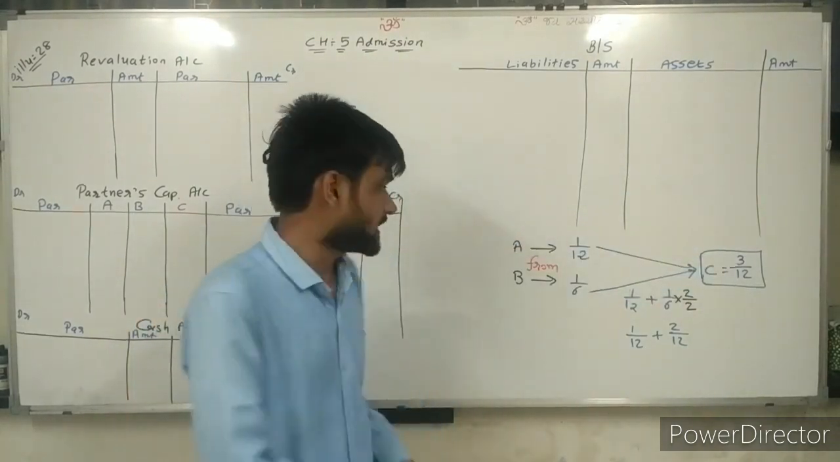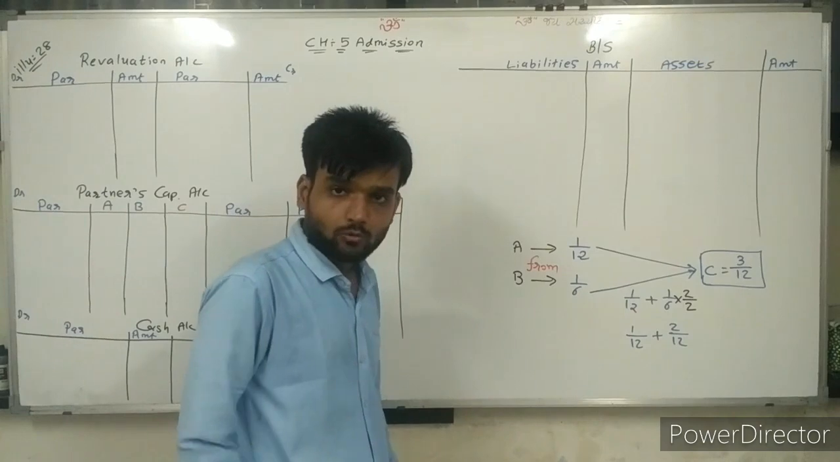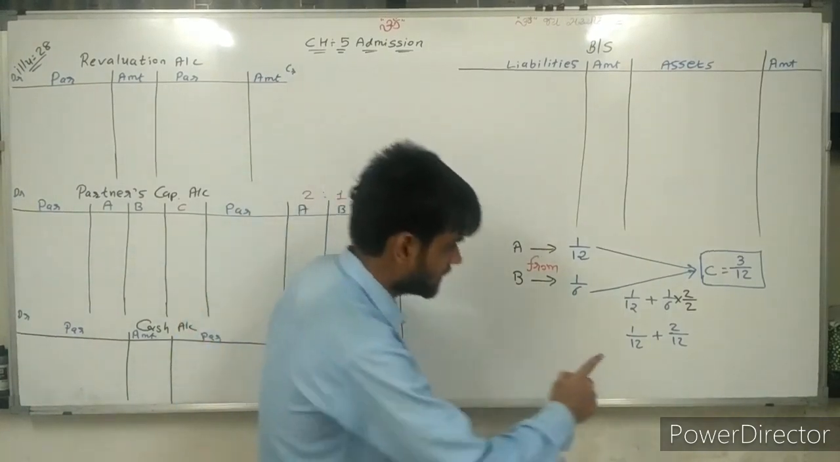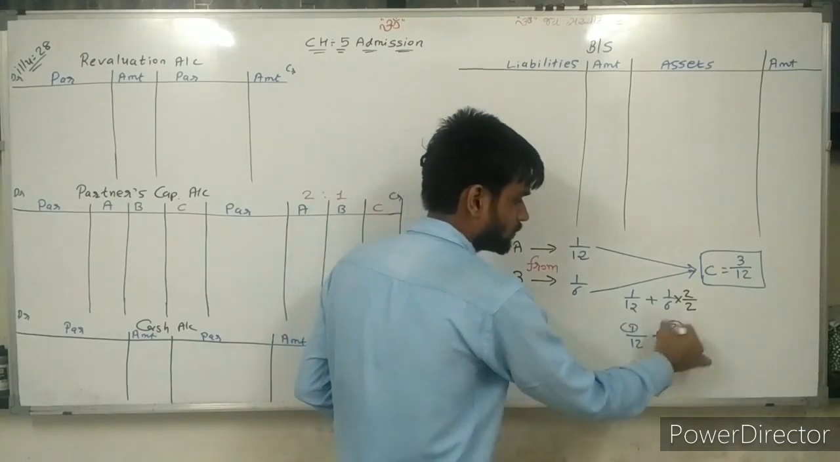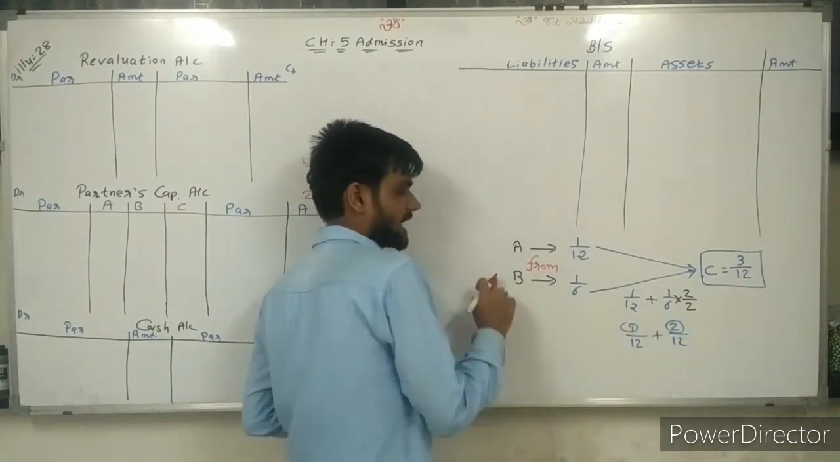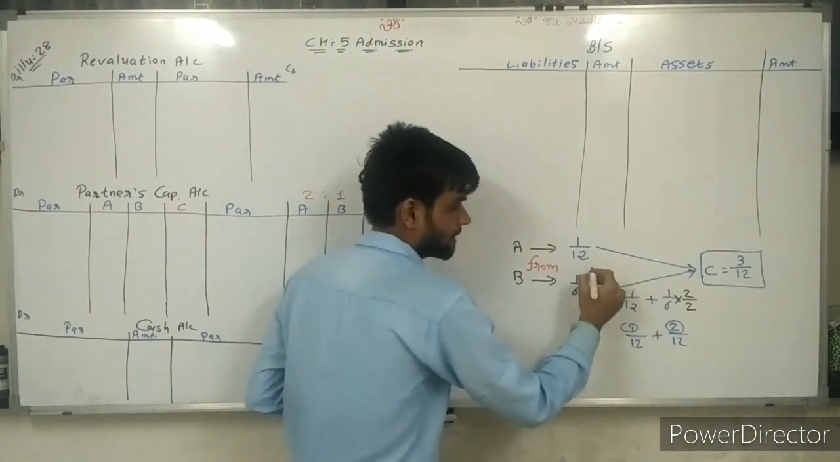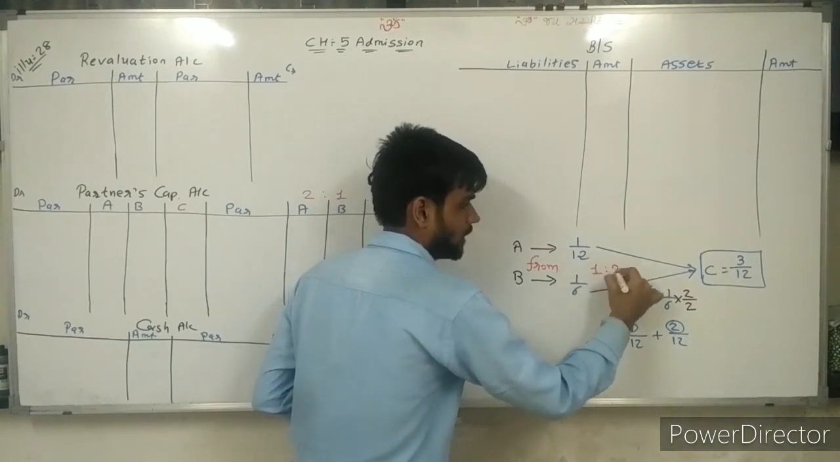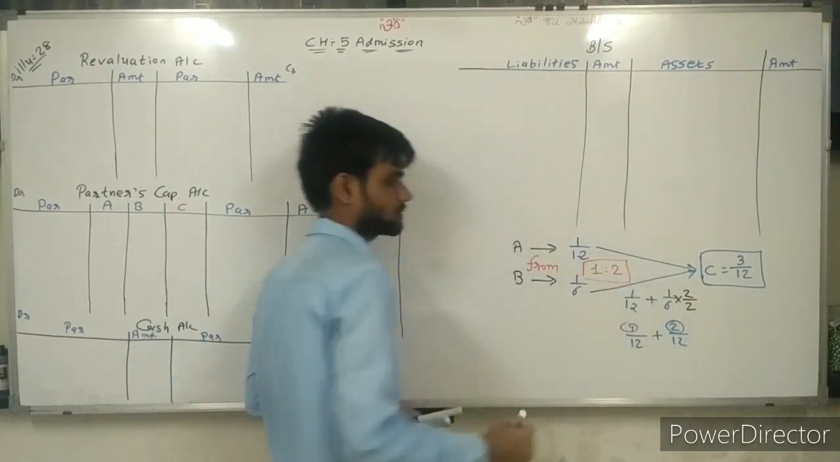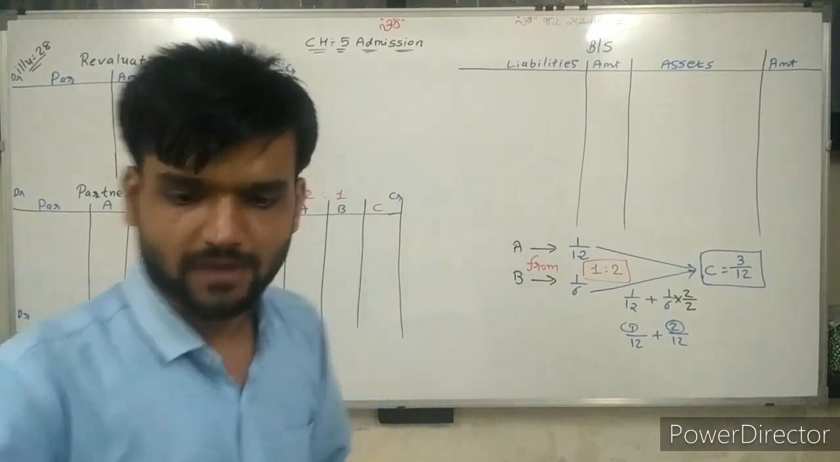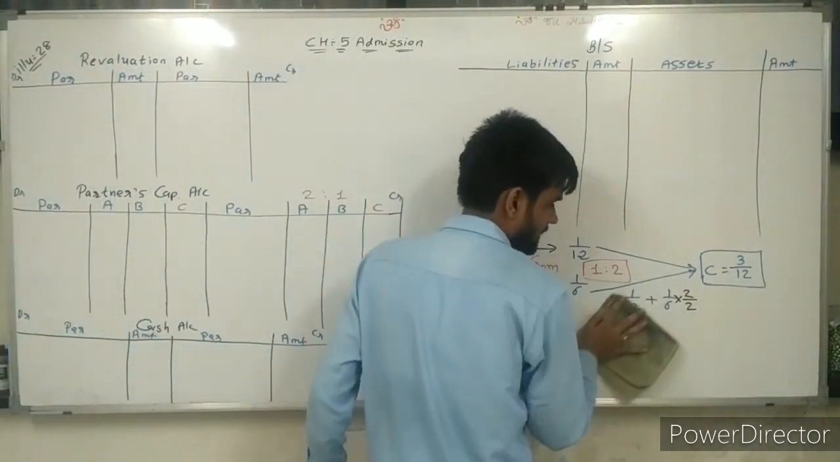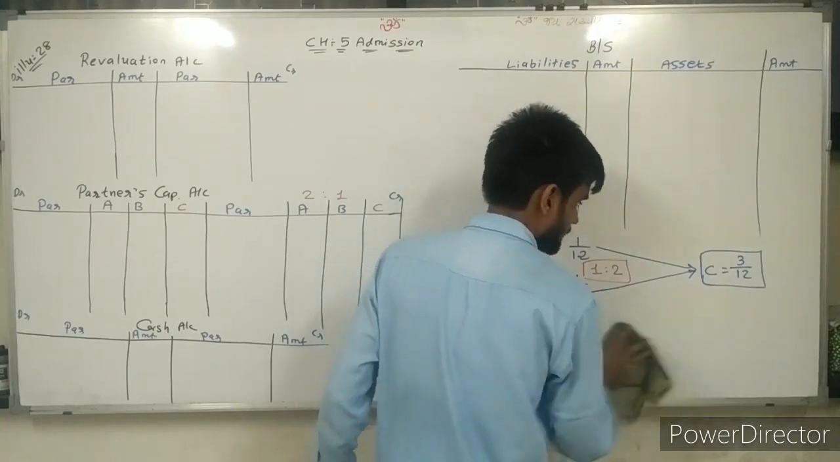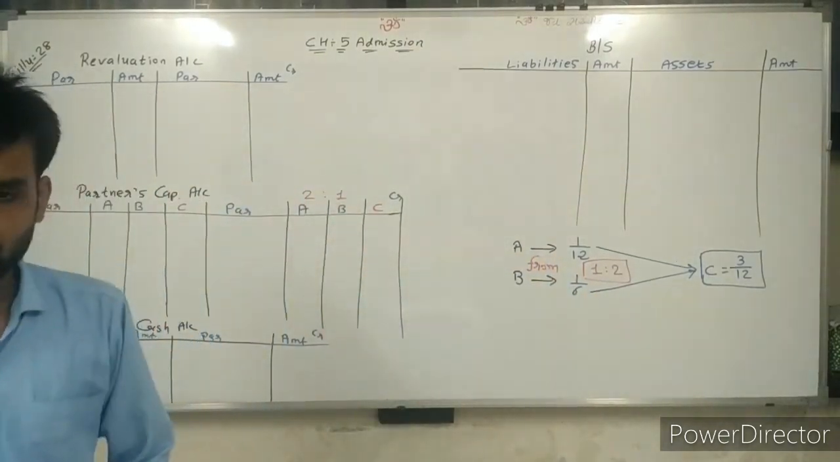Now what is the sacrifice made by these two? What is the sacrifice ratio? Here 12, here 12, same, so the sacrifice ratio is 1:2. So I can say the sacrifice of A and B is 1:2. This is the sacrifice of A and B. Now I am clearing the board. Simple.